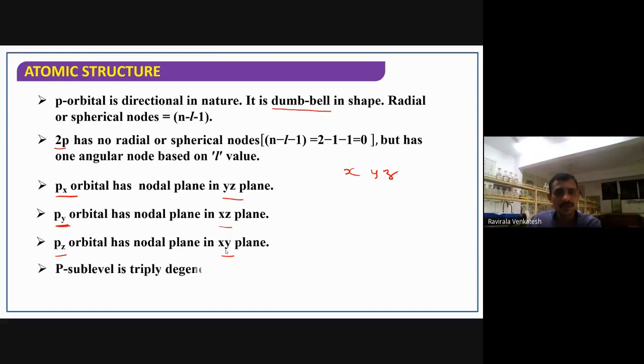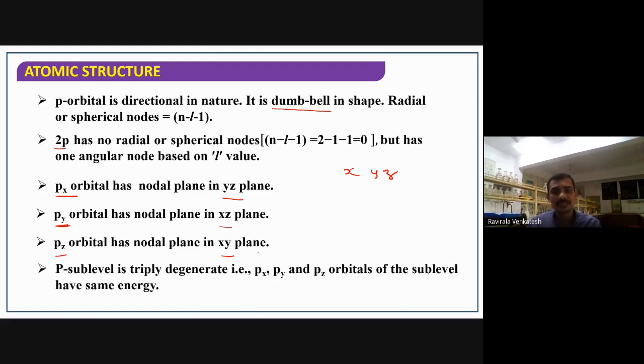This is about the next point. The p sublevel is triply degenerate. It means the p orbital has 3 sublevels. They are triply degenerate. Here degenerate means all are having the same energy. Very simple: px, py, pz. Triply means 3. These are degenerate, having the same energy.